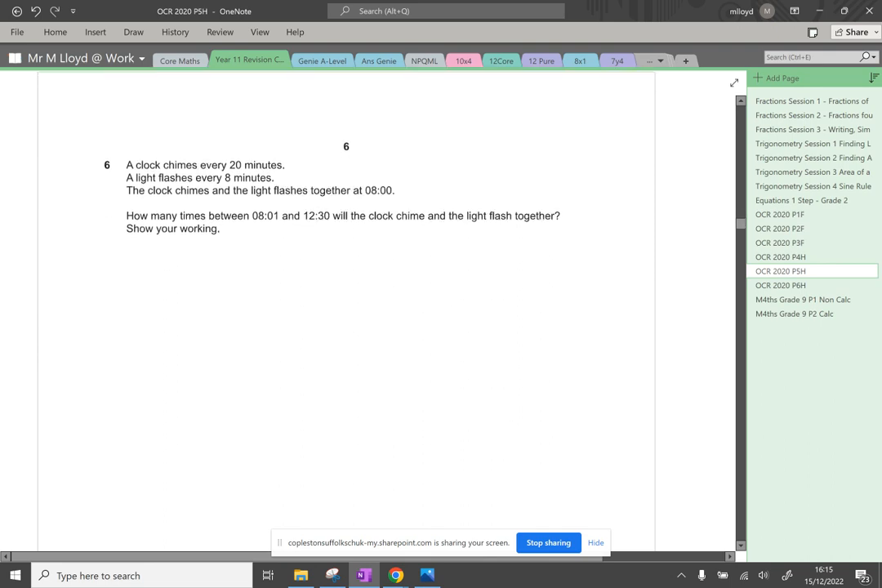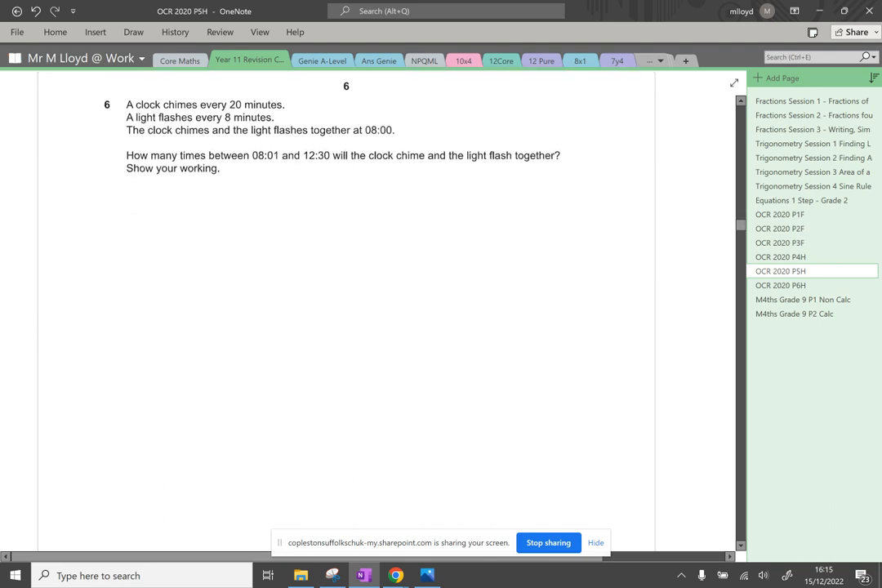Question 6. A clock chimes every 20 minutes, a light flashes every 8 minutes. The clock chimes and the light flashes together at 8. How many times between? Right, so we need a lowest common multiple here. So 8, 16, 24, 32, 40, and 20, 40. So they're going to go every 40 minutes.